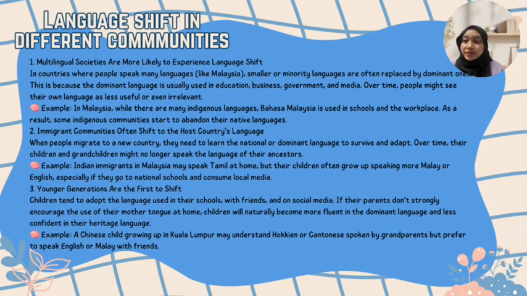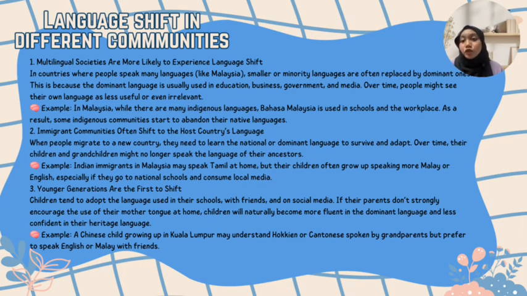When people migrate to a new country, they adopt the dominant language to adapt to their new environment. For example, many Indian Tamils in Malaysia start by speaking Tamil at home, but over generations, their children and grandchildren often prefer Malay or English, especially if they attend national schools. Younger generations are usually the first to shift.